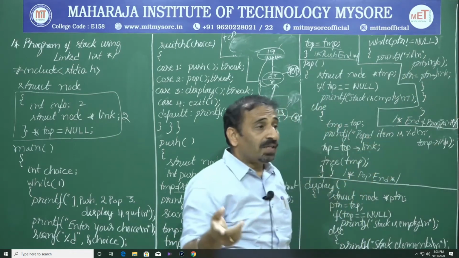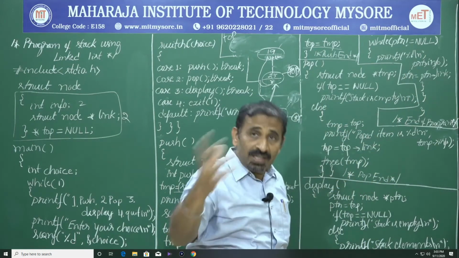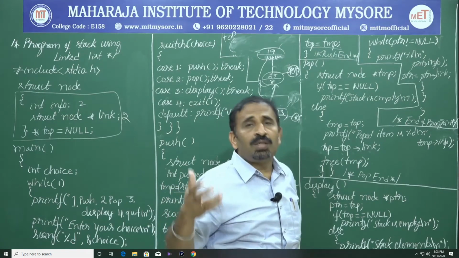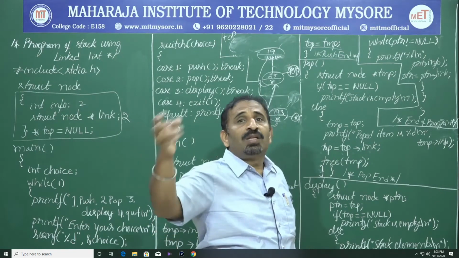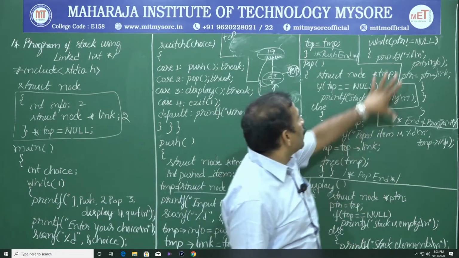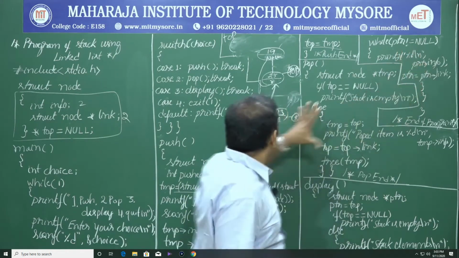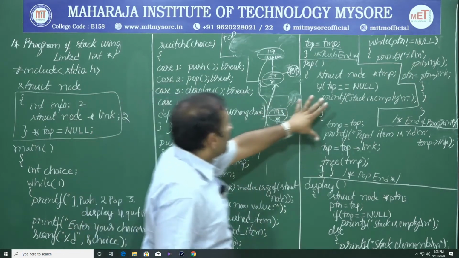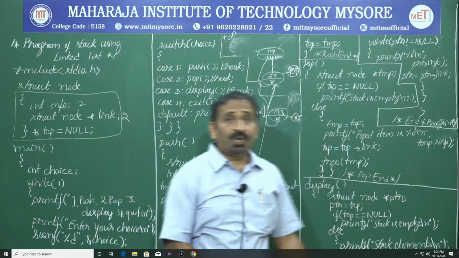Till where? Till you get link, node equals null. When node equals null, you can't really go further. Therefore just stop the program. So this is how the insertion, deletion and display program will be there.